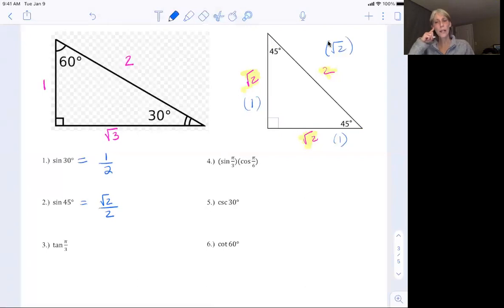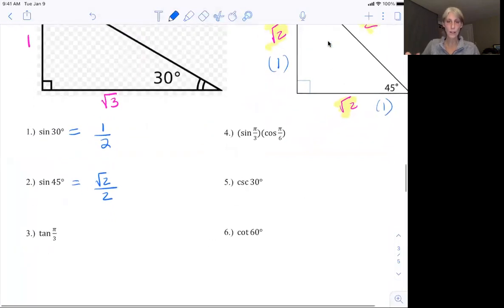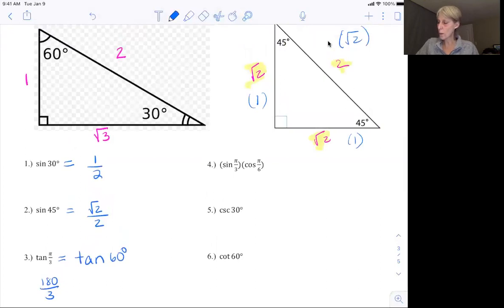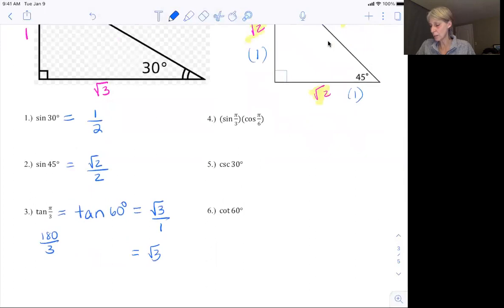Now, tan of pi over 3. My brain thinks in angles. So instead of trying to memorize a unit circle and figure out what pi over 3 is equivalent to, why not be able to quickly convert this? Well, tan of pi over 3 is the same as 180 divided by 3, which is the tan of 60 degrees. So the tangent of 60 degrees, we're going to go up to our 30, 60, 90, opposite over adjacent. Rad 3 over 1, which is simply rad 3. We don't have to write that denominator.